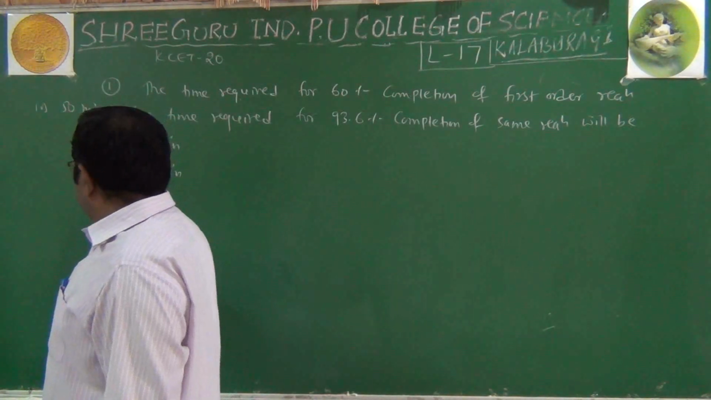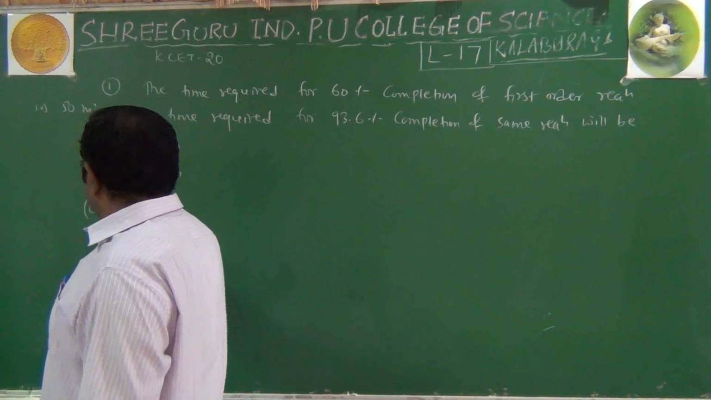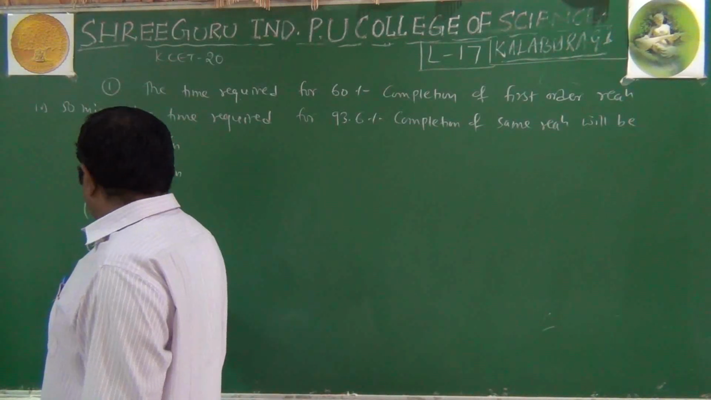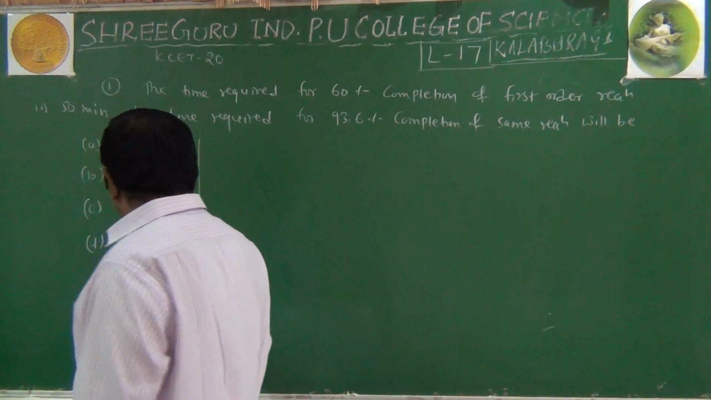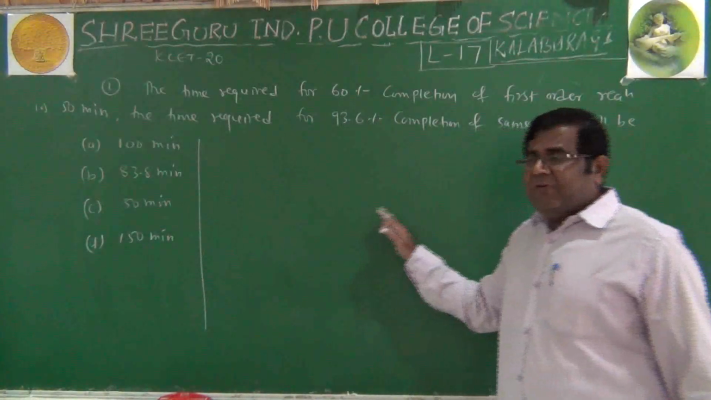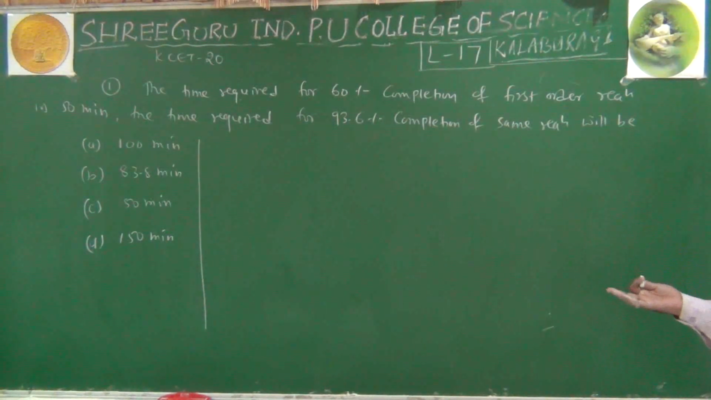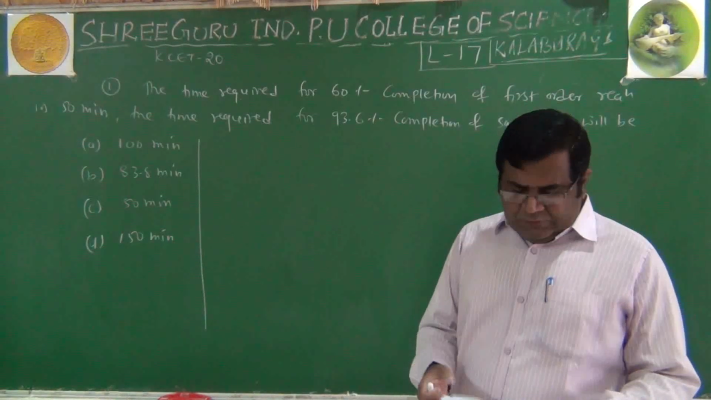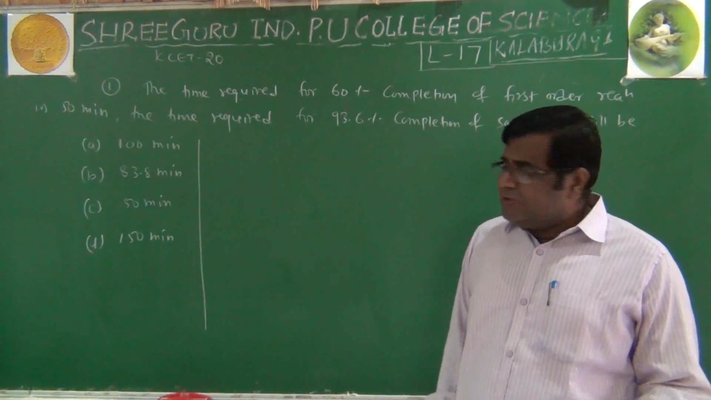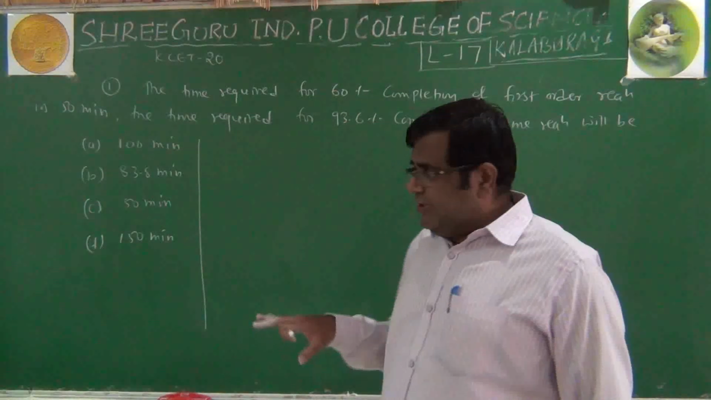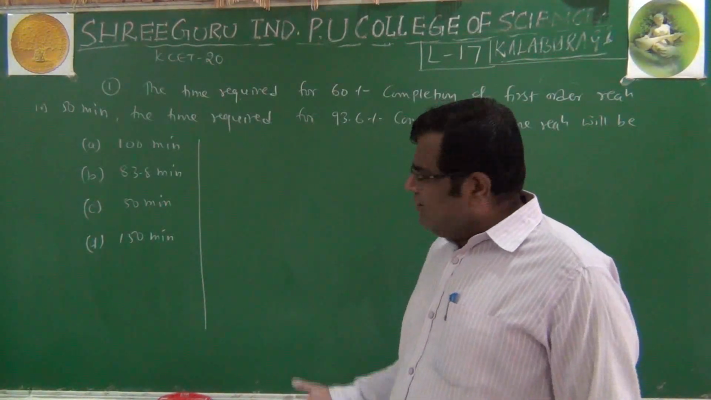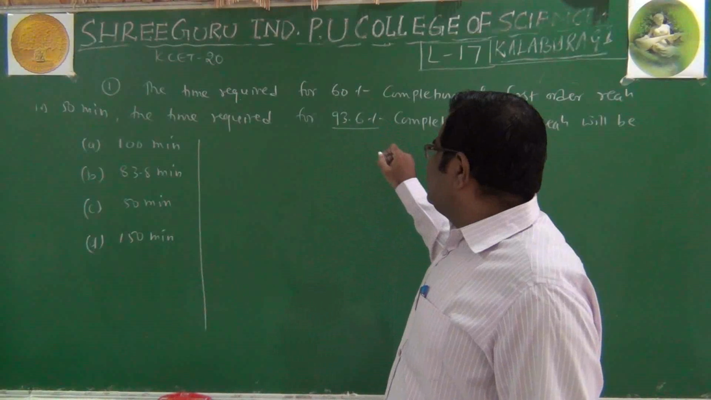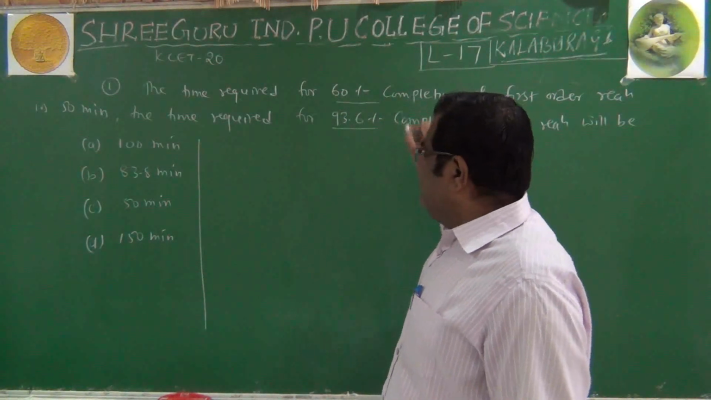83.8 minute, 50 minute, and one more option is 150 minute. Yes, you can pause the video, read the question and try to solve it, and see the time duration in which you can solve it, because this is also required. Of course, you should not worry much about time at this stage, because when you practice more, your speed and accuracy will increase. Now, time for 93.6% is asked, and time for 60% is given.